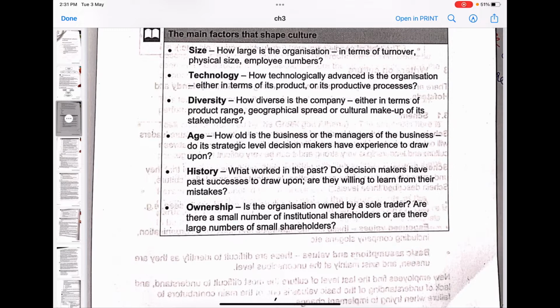History. What worked in the past? Do decision makers have past successes to draw upon, or are they willing to learn from their mistakes? Ownership. Is the organization owned by a sole trader? Are there a small number of institutional shareholders, or are there a large number of small shareholders?